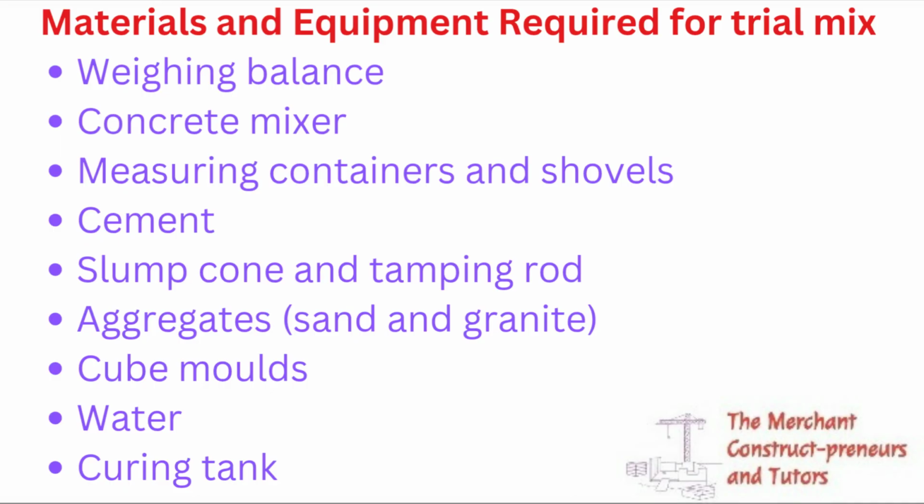So the materials and equipment required for trial mix: we have the weighing balance, we have the concrete mixer, we have the measuring containers and shovels, we have the cement, slump cone and tamping rod, aggregates like sand and granite, cube molds, water, curing tank, any other material that can help you. But these are the key materials and equipment that you need for a trial mix test.